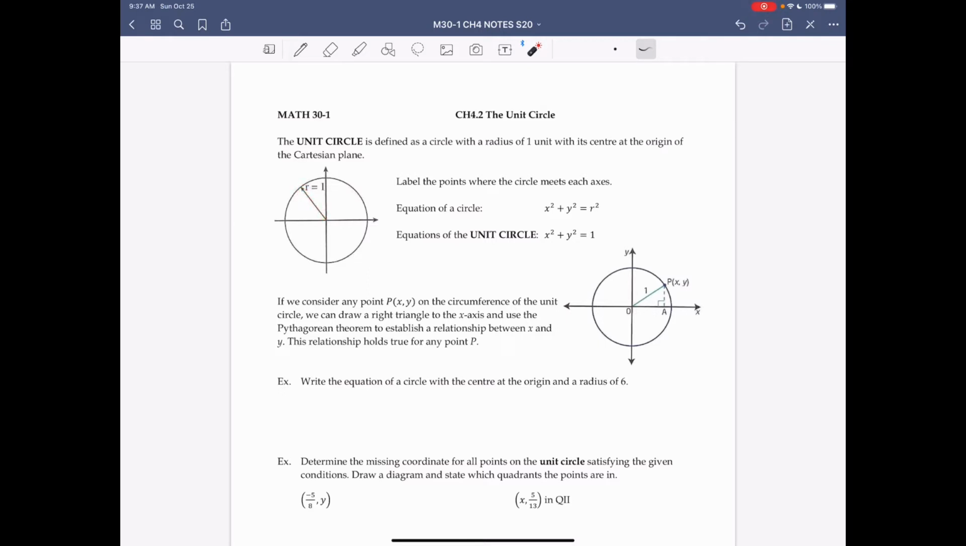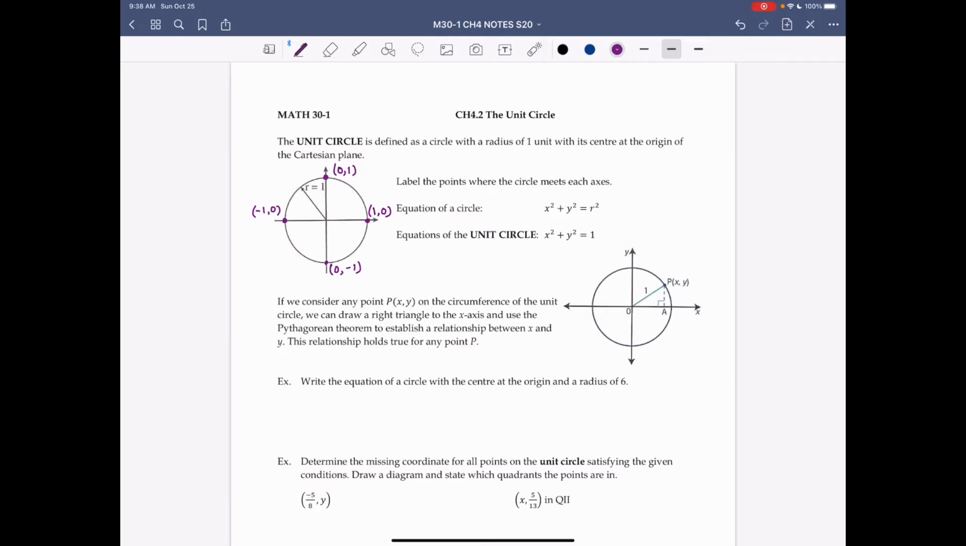Label the points where the circle meets each axis. So the circle here on the positive x-axis, remember the radius is 1, then the x value would be 1 and the y value here would be 0. At the positive y-axis, again the radius is 1, this time x is 0 and y would be positive 1. At the negative x-axis, x would be negative 1 and y would be 0. And at the negative y-axis, x would be 0 and y would be negative 1.